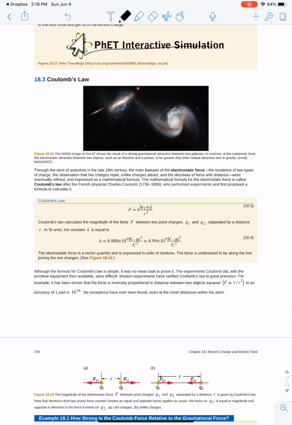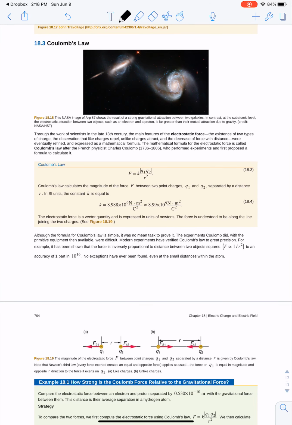All right, 18.3, Coulomb's Law. So now we're actually going to put some numbers in here. Coulomb's Law, if you've looked closely and remember the first semester of college physics, you might remember the force between two masses of gravity. This is the exact same force. Instead of G m1 m2 over r squared, we have k q1 q2 over r squared. Now remember, q1 and q2 are measured in coulombs.